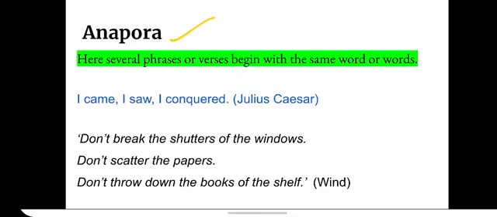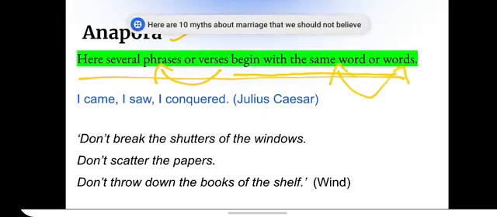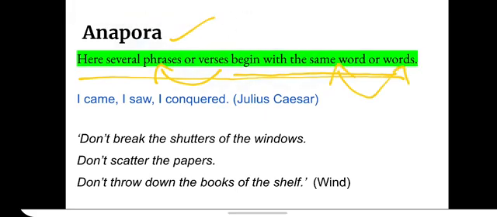Now the next one is known as anaphora. Anaphora is also an easy one. Here there are phrases or words, like the stanzas and the lines from a poem, and phrases means groups of words, beginning with the same word or words. There can be one word or more than one, and it is at the beginning of each line. Like, I came, I saw, I conquered. So you see the same word at the beginning of every phrase. This is from Julius Caesar, a very popular drama written by William Shakespeare.